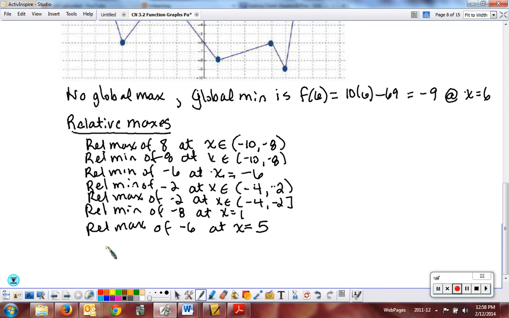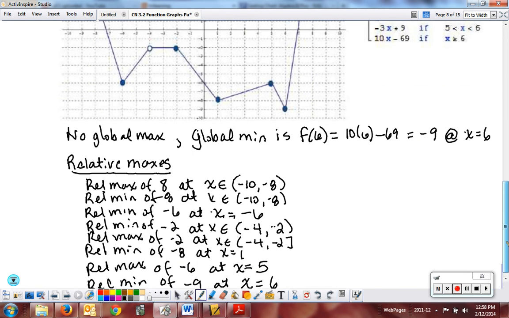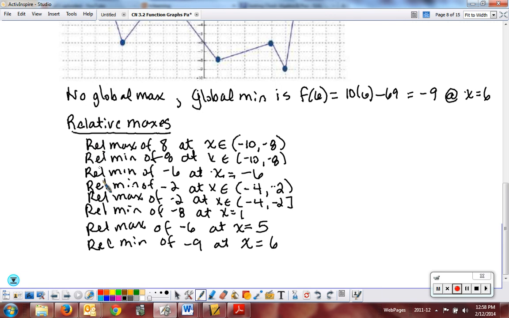Any more? Well, I'm doing relatives. I already did my globals. Right. If it is, it can be both a global and a relative. Yes, because up here I only did global. Now I'm doing relatives. So this is a relative min of -9 at x equal to 6. And then that should be it. So list them, and if it is a global and a relative, you got to list it in both places.